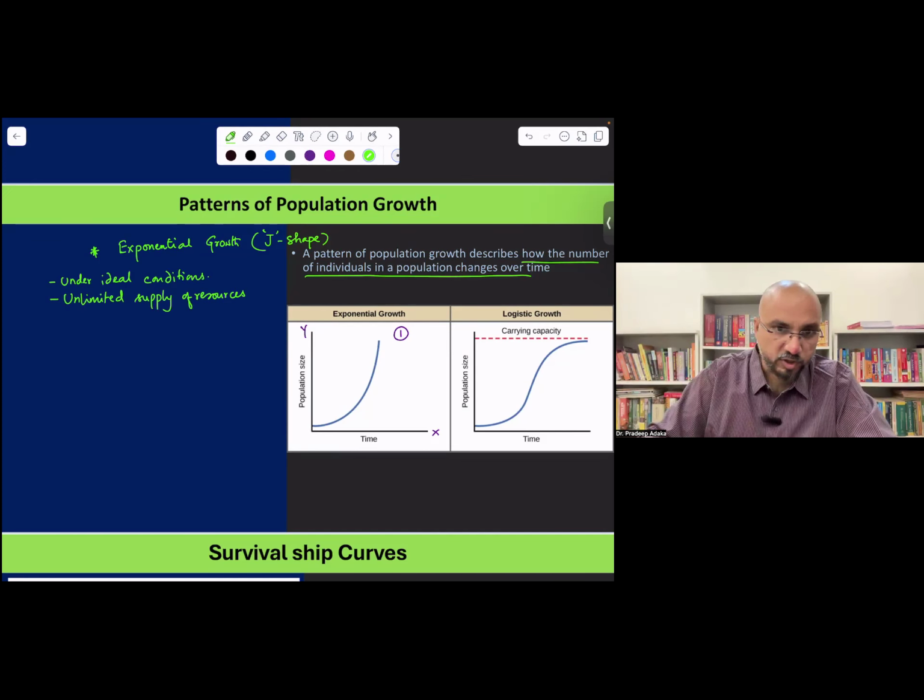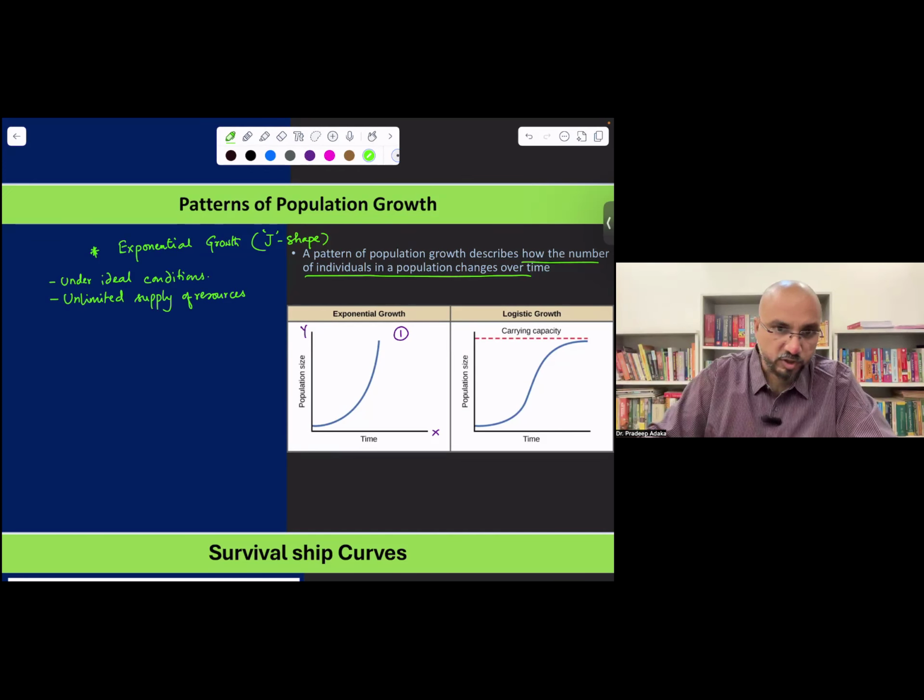Okay, so there is an initial slow increase in the population, and then the population will increase at a faster rate. This is the lag phase, this is the log phase, and after attaining a certain population level, the population will stabilize. It will stabilize because, again, the resources are always limited.